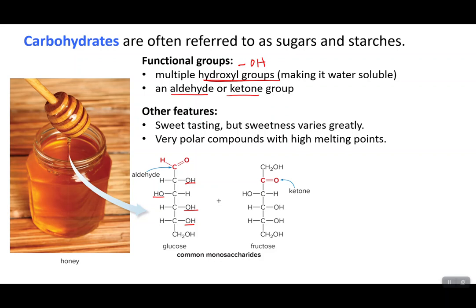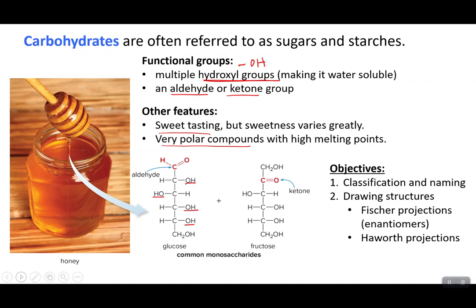Some other features of carbohydrates: yes, they are sweet tasting, but their sweetness can actually vary greatly. Some may be very, very sweet, while some are just moderately sweet. And lastly, they are very polar compounds, again, in large part due to those OH groups, those hydroxyl groups, and therefore they're going to generally have very high melting points.